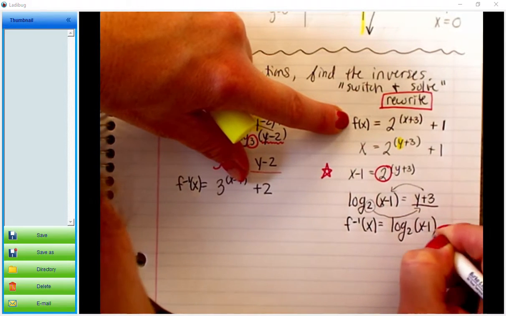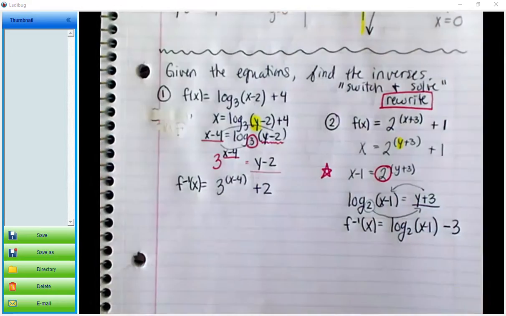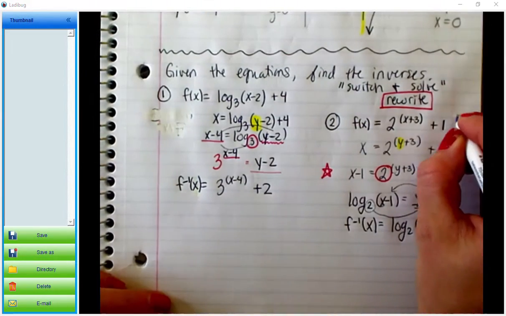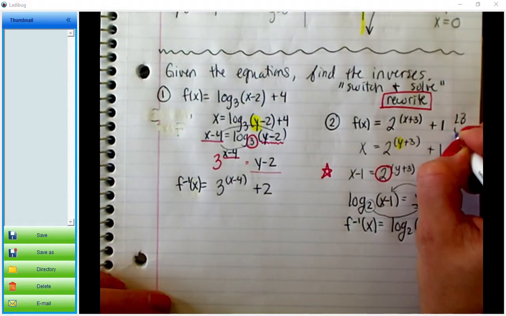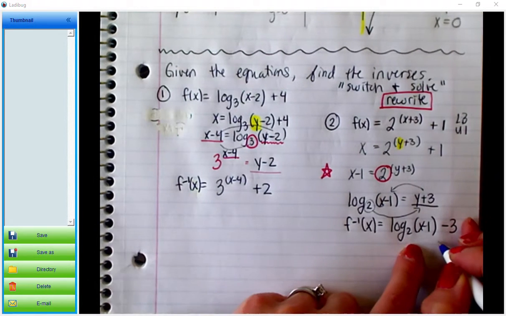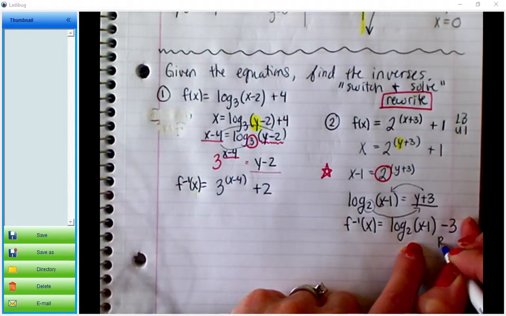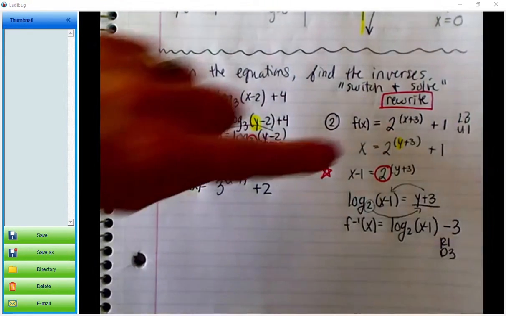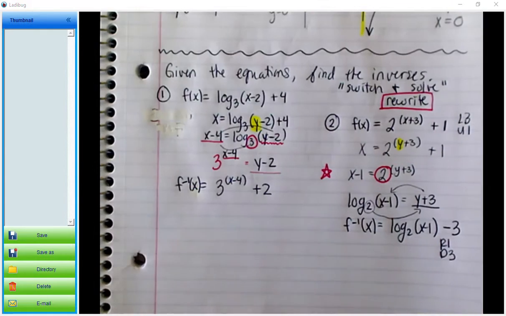Don't lose your grouping symbols. They matter for your transformations. This one is left 3, up 1. This one is right 1, down 3. You want 3 and 1, 1 and 3. Make sure those transformations actually stay the same.